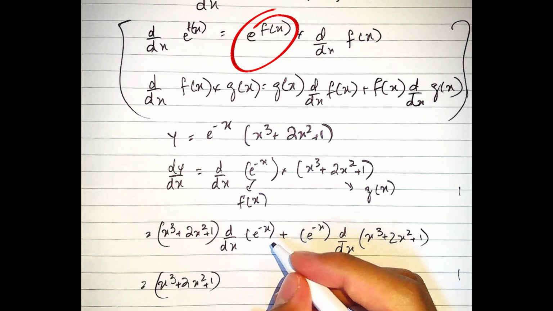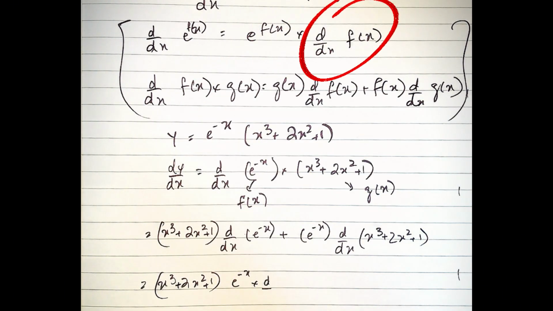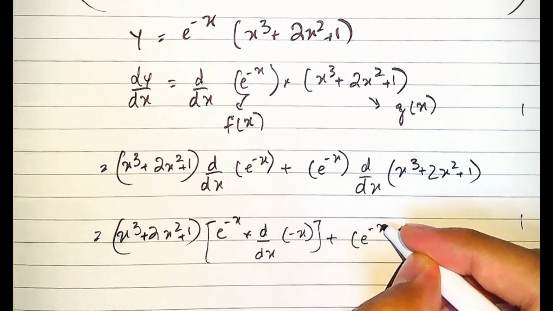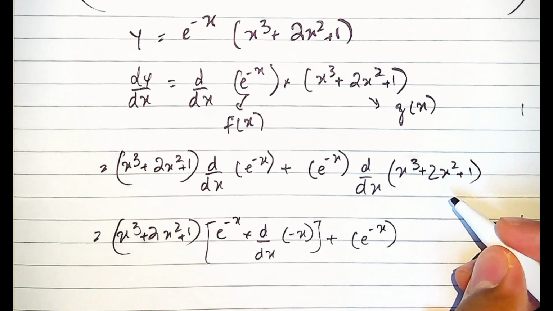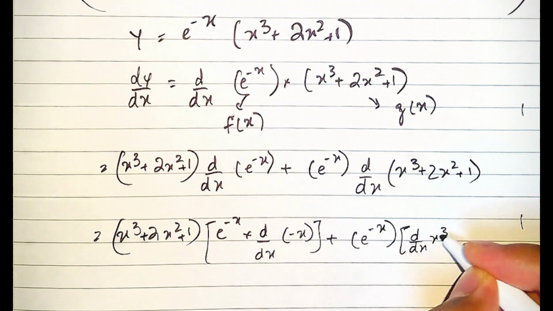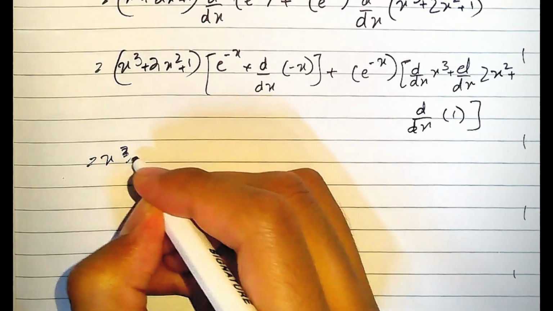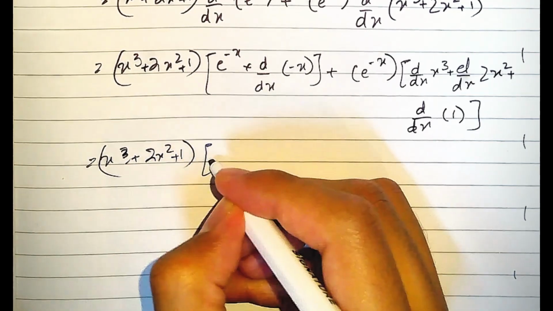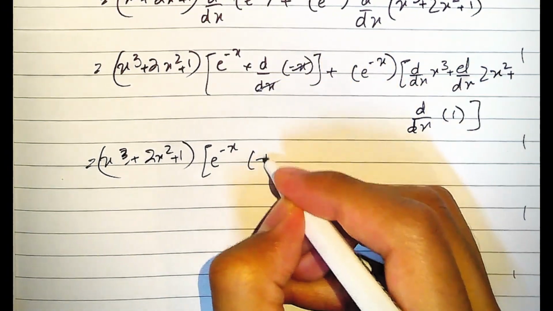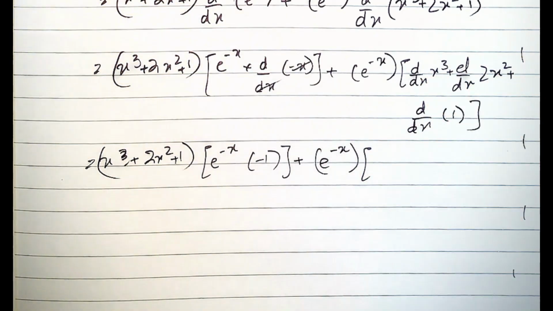so x^3 + 2x^2 + 1. Now over here, first of all, we will write e^(-x) as it is, and then the derivative of the function, or the exponent you can say. So in the exponent we have negative x, so we have to take the derivative of negative x, plus e^(-x). Over here the terms are being added, so the derivative will be distributed to all of these terms. So we have d/dx of x^3 plus d/dx of 2x^2 plus d/dx of 1. So we have (x^3 + 2x^2 + 1) e^(-x). Okay, so over here we have negative and the x will be cancelled, so we are left with negative 1, plus e^(-x), then the derivative of x^3 will be, actually, the power rule will be obeyed.